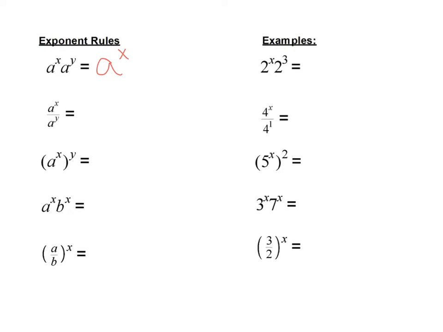All right, so don't forget your exponent rules. Okay, if you have a to the x times a to the y, that's a to the x plus y. So like if you have x squared and x to the third, that's x to the fifth, for example. Or if you have 3 to the 2 and 3 to the 8, that's 3 to the 10th.